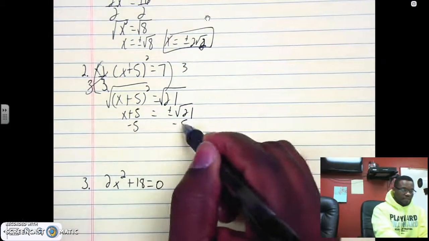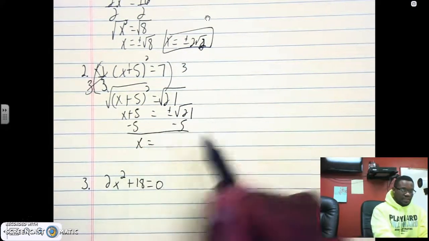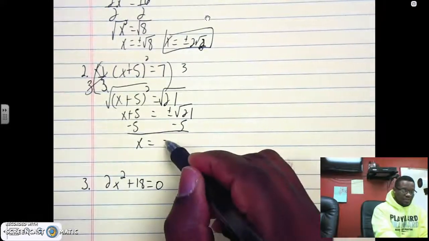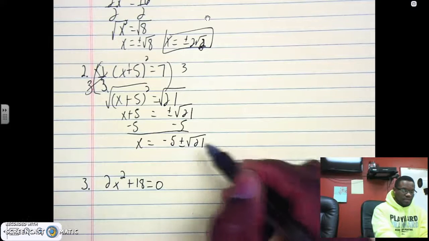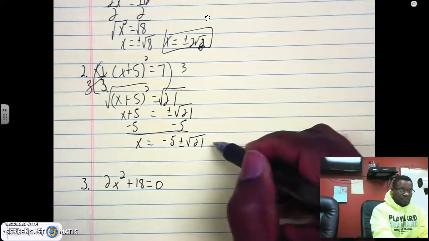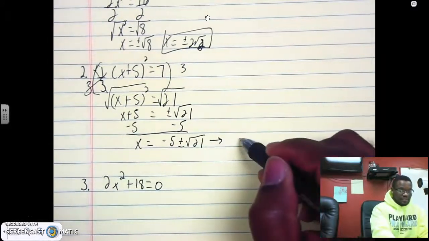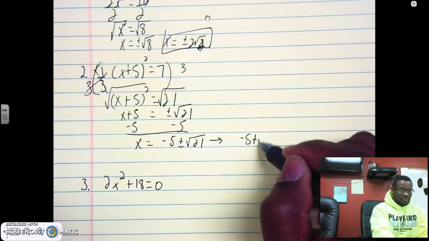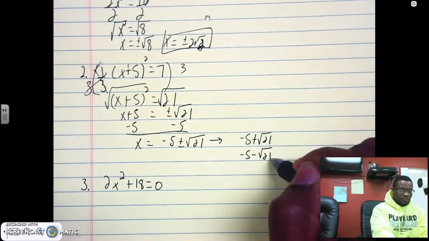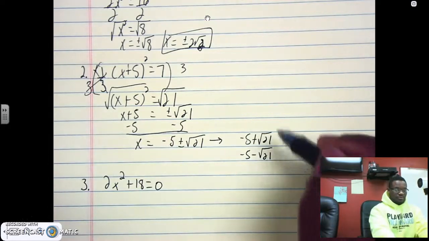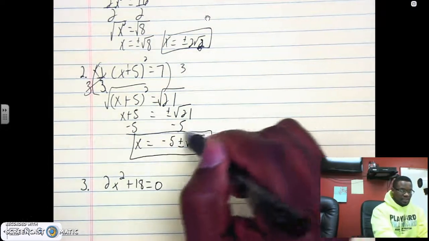Subtract 5 from both sides. Now, you can't subtract 21 and 5, so this is how you write your answer. Negative 5 plus or minus the square root of 21. You actually have two answers here. If you really wanted to know, that's negative 5 plus the square root of 21, and that's negative 5 minus the square root of 21. Both of those are two different decimals, but this right here is all I need.